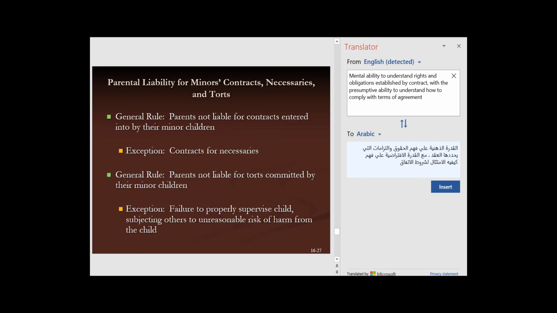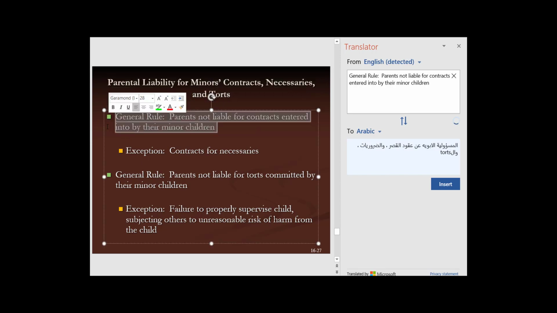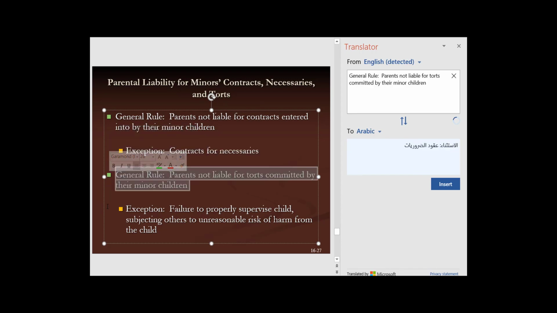Is the parent liable for minors entering into contracts? No. They're going to say the minor got some medical help. And then you have to say both. You have to say the general rule is they're not liable. The exception here is medical necessaries. That's the kind of example they're going to give you. But you have to say the general rule first.